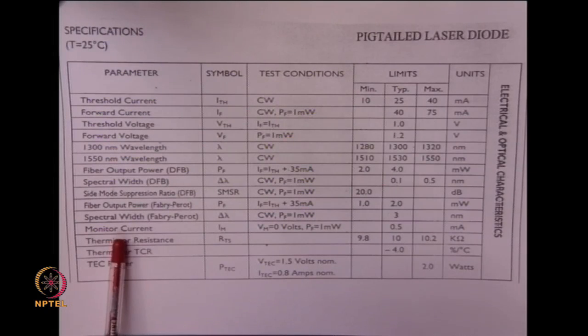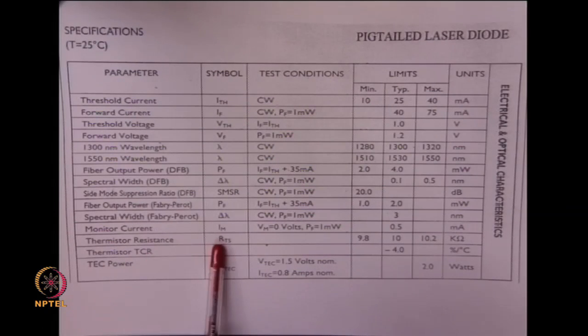The next one is monitor current. You see there is a parameter written monitor current at Vm equal to 0 volt, that is monitor voltage equal to 0, output power equal to 1 milliwatt, the monitor current is 0.5 milliampere. I will discuss this in a minute. So, let me finish the remaining parameters here.